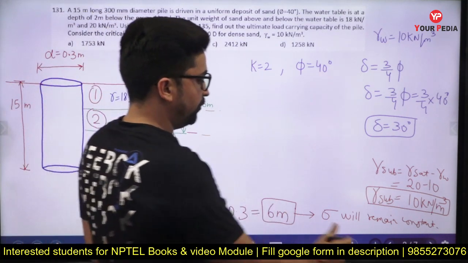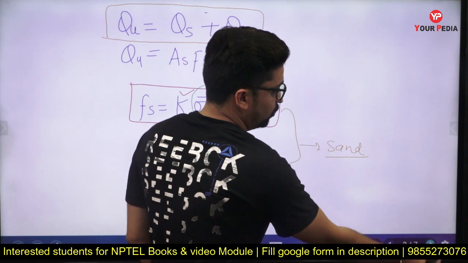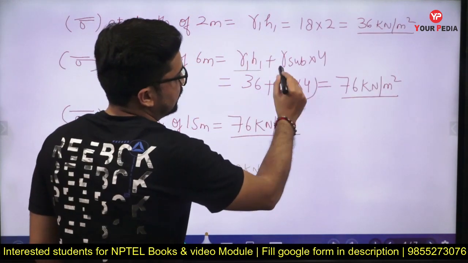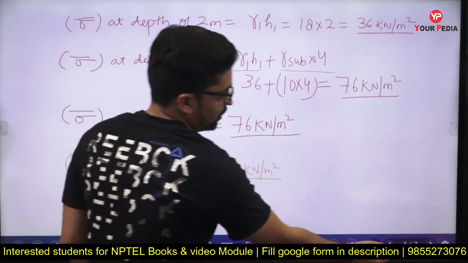So we can find the effective stress value at a depth of 6 meter as gamma 1 H1 plus gamma submerged into 4. Now what is gamma submerged?